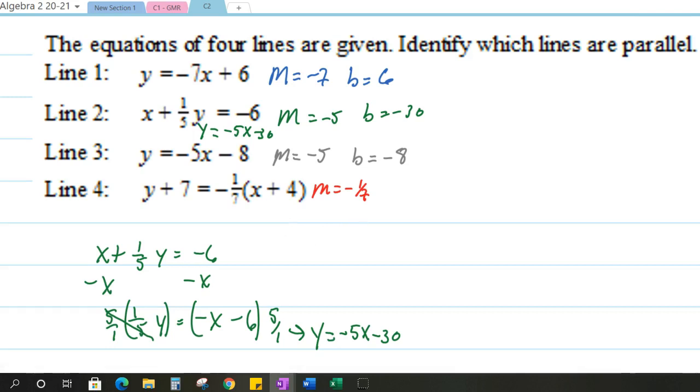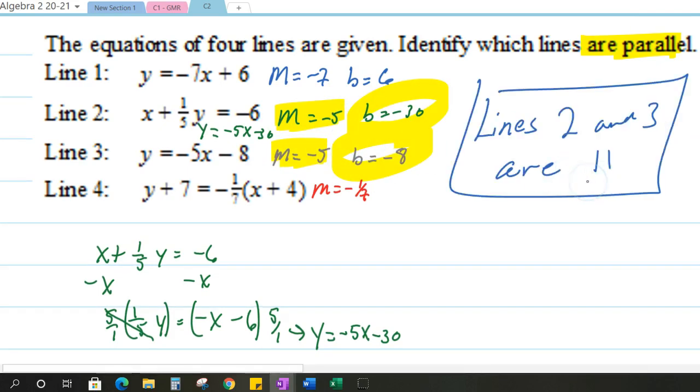So they were asking, identify which lines are parallel. So here I have the same slope, but a different y-intercept. So we would say lines 2 and 3 are parallel. Take a look at line 1 with a slope of -7 and line 4 with a slope of -1/7. Are they perpendicular? And the answer is no. Yes, they are reciprocals, but no, they do not have opposite signs. So no, they are not perpendicular.